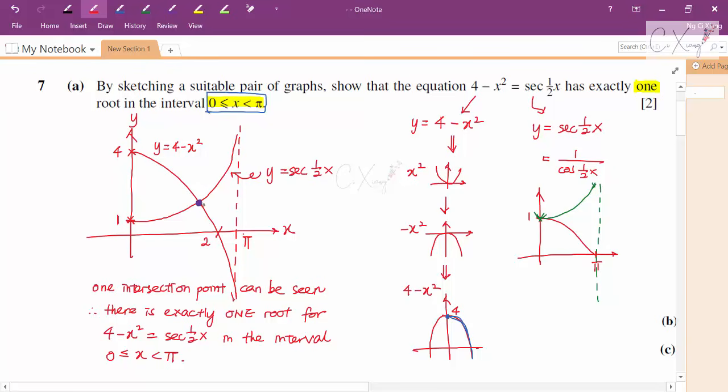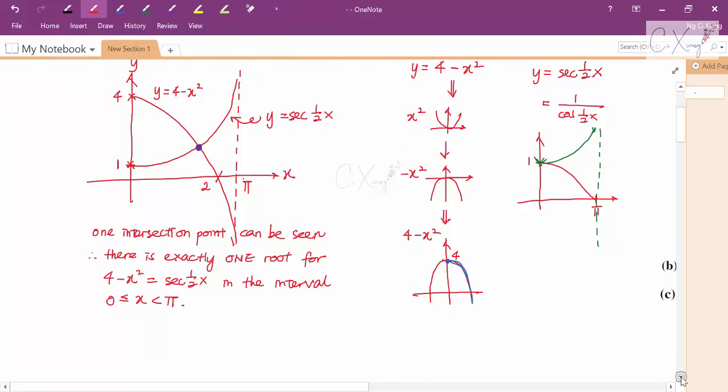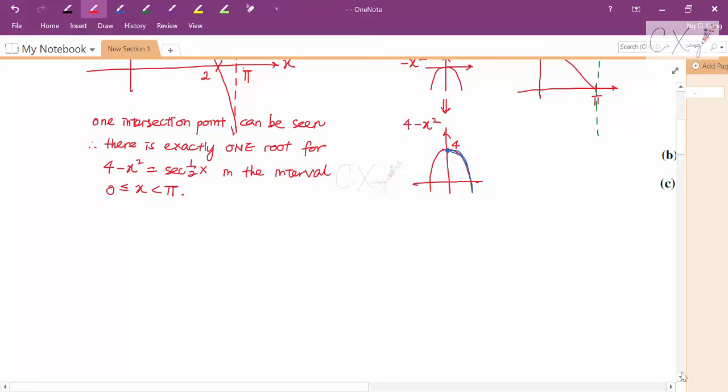Okay, because you can see there's only one intersection point for this part. All right, so this is how we actually sketch a curve and also how to make the conclusion by looking at the intersection point. All right, then we can proceed to part number 2.